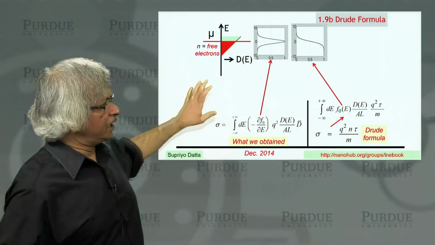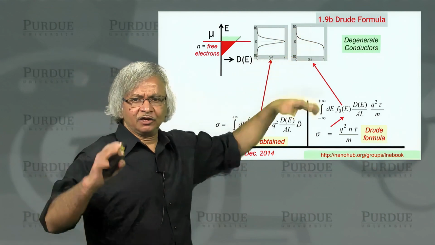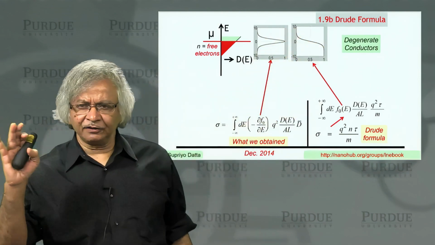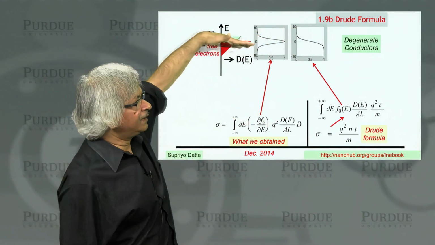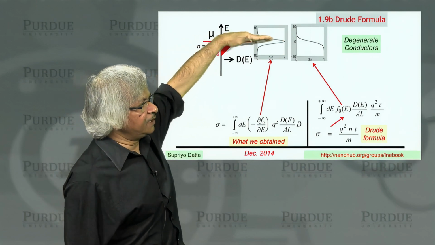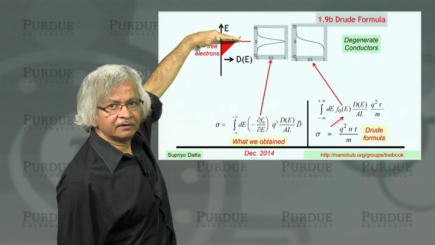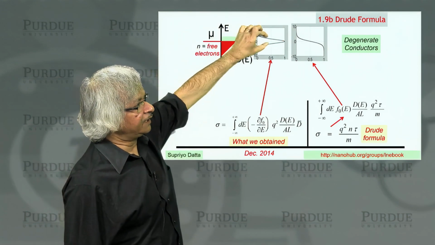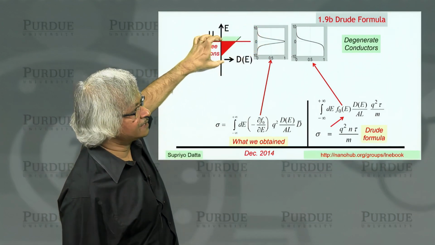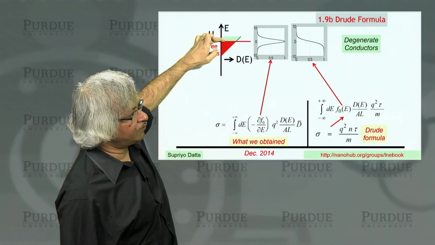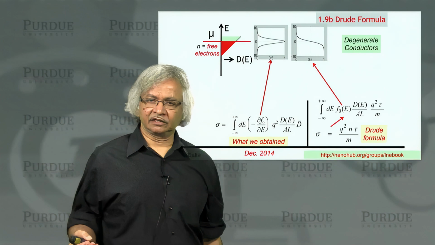And what I've shown here is what people generally refer to as a degenerate conductor. This word degenerate is used in many different contexts. In this context, a degenerate conductor means that the Fermi energy is way into the band somewhere, so that kT, the width of this curve, is much less than the distance from the Fermi energy to the bottom of the band. So that's what we normally call a degenerate conductor.